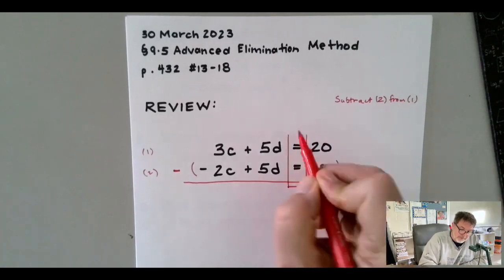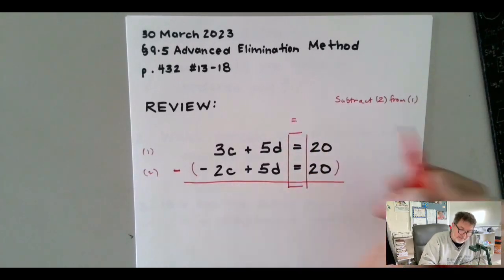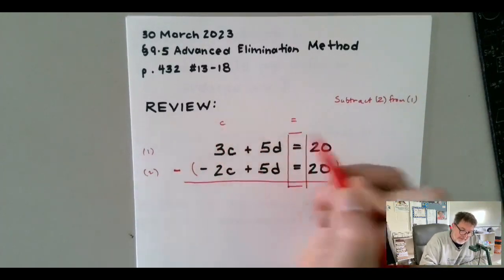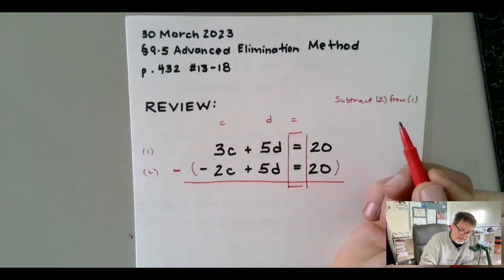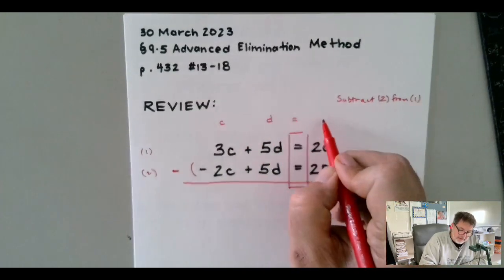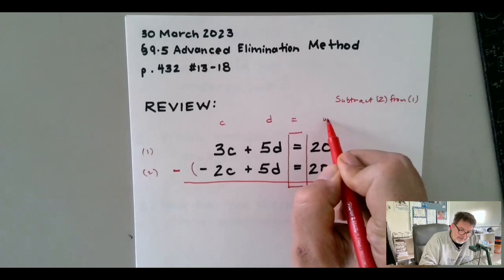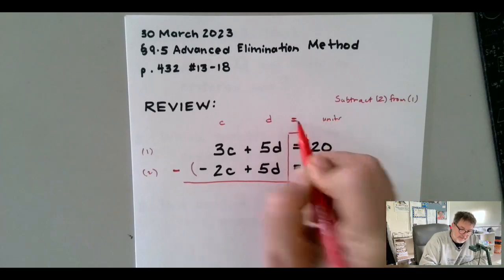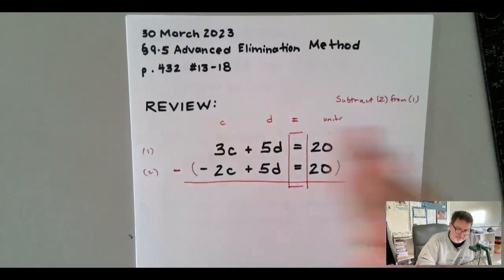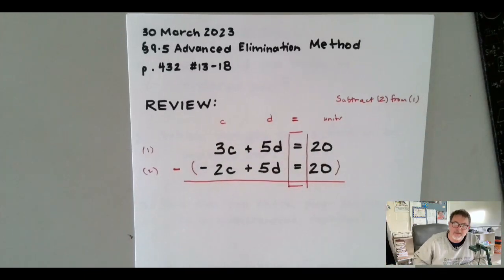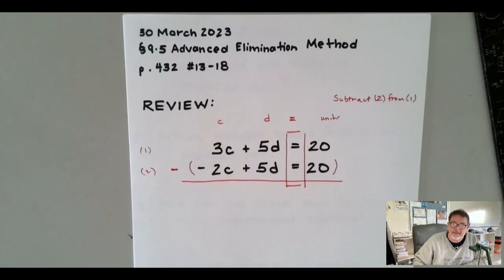All right, so just a few things here. I would line everything up. So here I have the C column. Here I have the D column. And then here I have the units column. Right? The equal signs are stacked one on top of each other. So it's just like I'm doing addition or subtraction where I'm lining up the tens place and the hundreds place and things like that. You've got to do that.